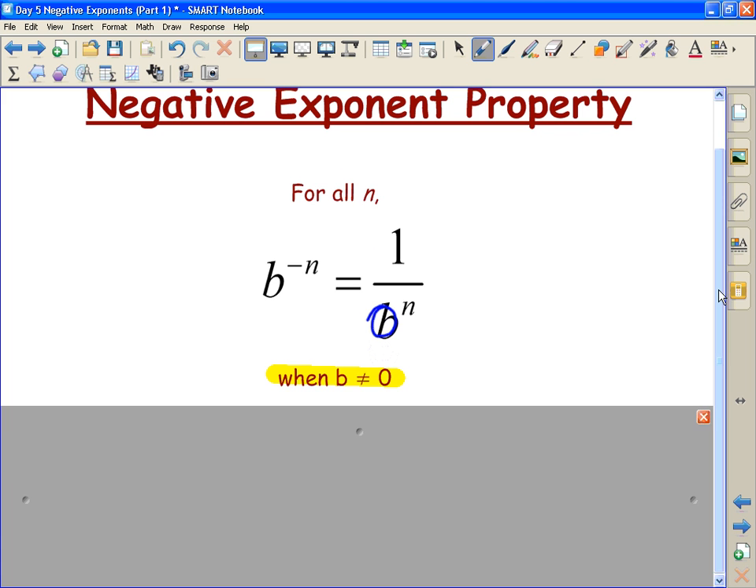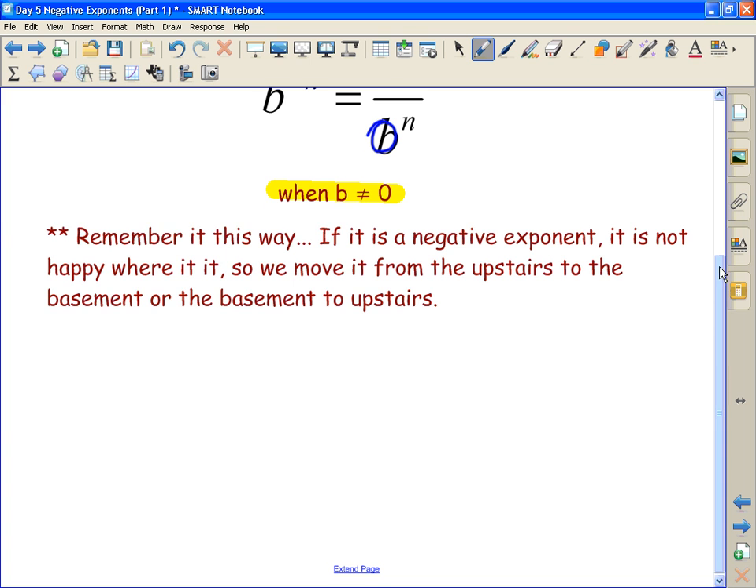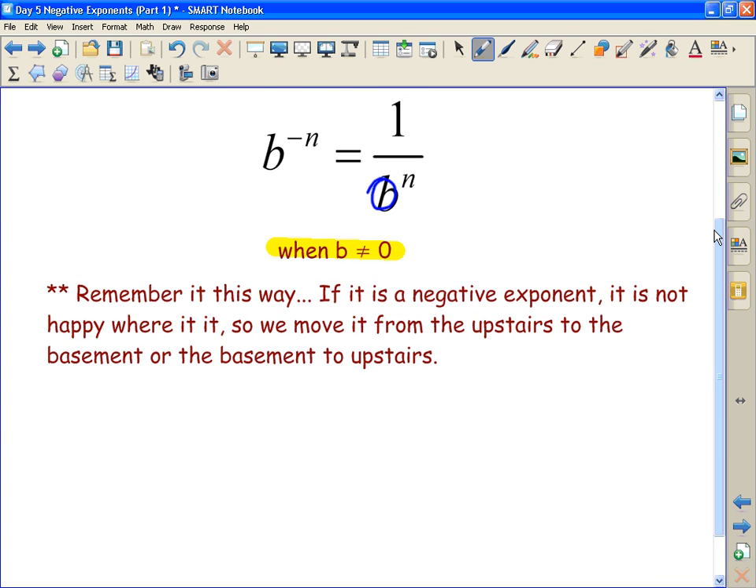Now, how do I remember this? This is how I remember it. If we have a negative exponent, it's not happy where it is. So instead of keeping it unhappy, we move it to where he likes it better. If he's in the upstairs of a fraction and he has a negative exponent, I'm going to move him to the basement of that fraction. If he's in the bottom of the fraction, then I'm going to move him to the top of the fraction and make him happy.